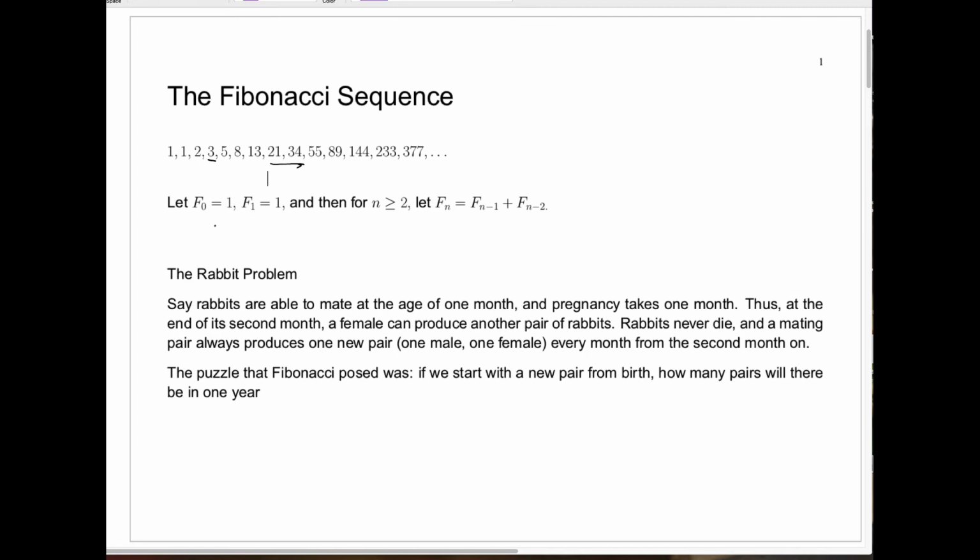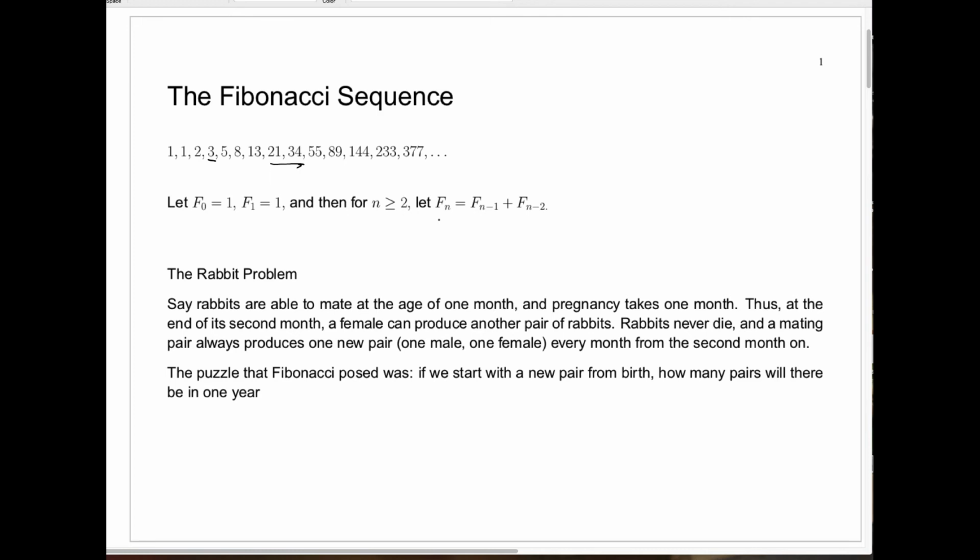Here's the way we would write that formally. We let F sub n denote the nth Fibonacci number. We let F_0 be 1, F_1 is 1, and then for every n which is at least 2, F_n is just the sum of the two previous terms, F_(n-1) and F_(n-2).